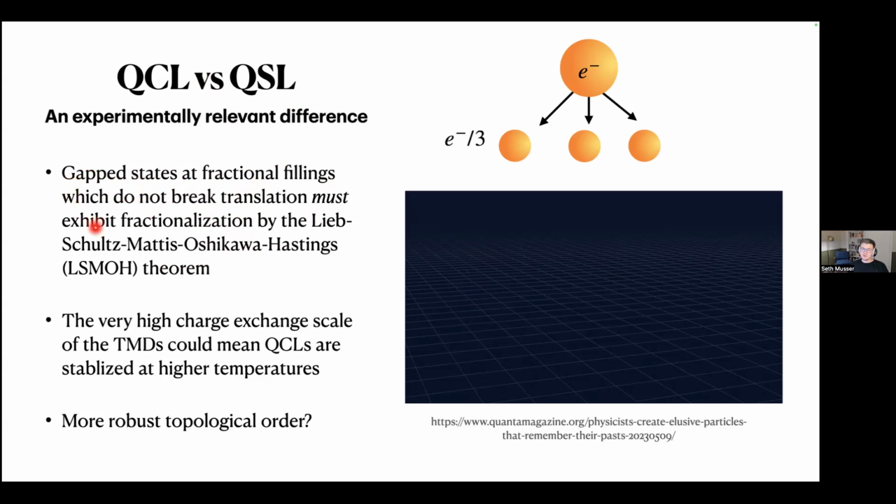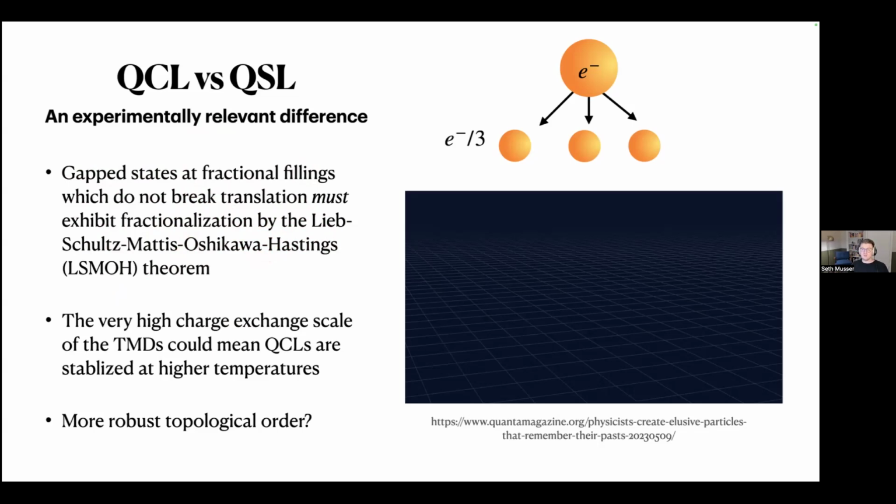So first of all, it turns out that it gapped states at a fractional filling of the lattice. The quantum dimer model example before was at filling one-half per unit cell of the Kagome lattice. And if I'm at a fractional filling of the lattice and I don't break translation, the Lieb-Schultz-Mattis-Oshikawa-Hastings theorem, I'll just say LSMOH in the future, will tell me that I must exhibit topological order. So that Z2 topological order in the quantum dimer model is not an accident.